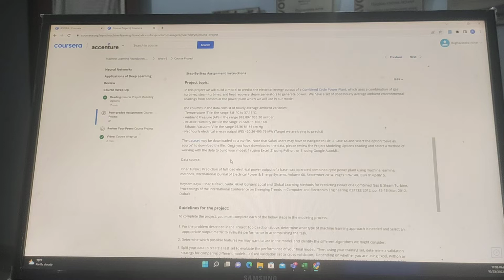I just want to give you a quick update on the project that I'm trying to do. In this project, we were trying to predict the electrical energy output of the combined cycle power plant. We know that there are certain parameters like the temperature, the ambient pressure, relative humidity, and exhaust vacuum, all of which play a role. And based upon these, the net hourly electrical energy output is what we are trying to predict.